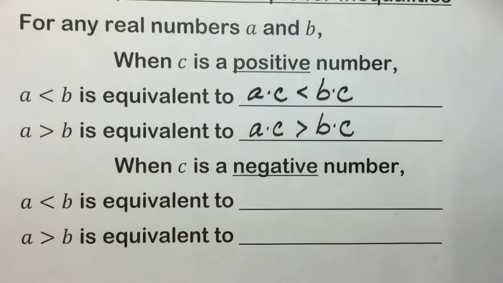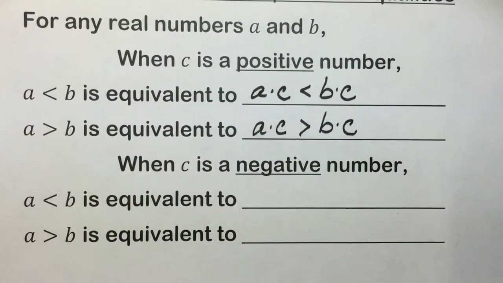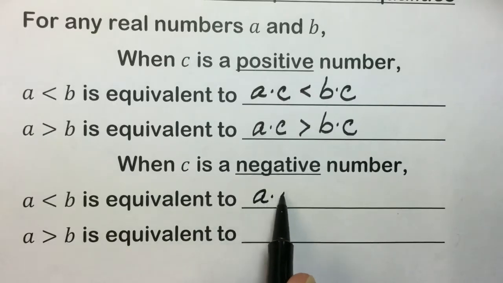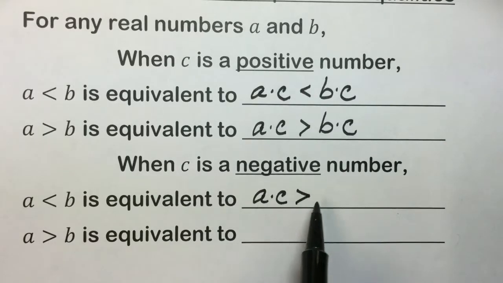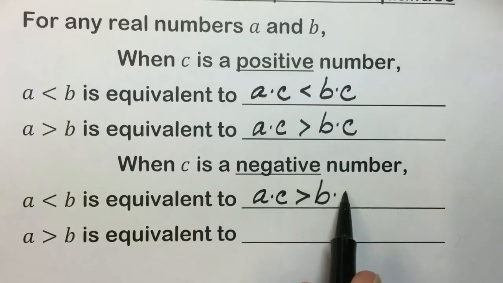However, when we multiply both sides of an inequality by a negative number, we need to change the direction of the inequality sign to generate an equivalent expression. When c is negative, if we start with a less than b, we will end up with a times c greater than b times c.